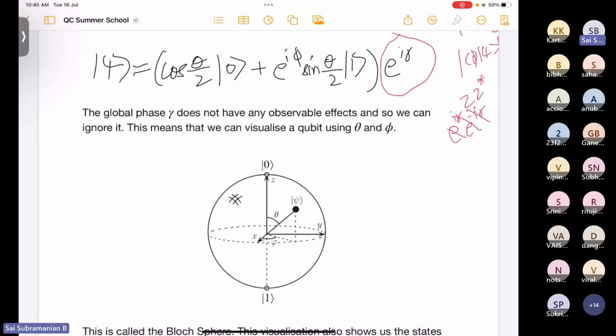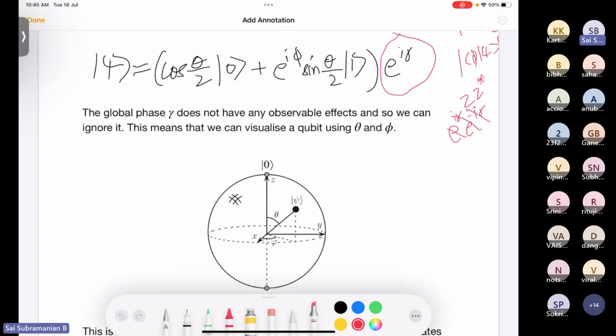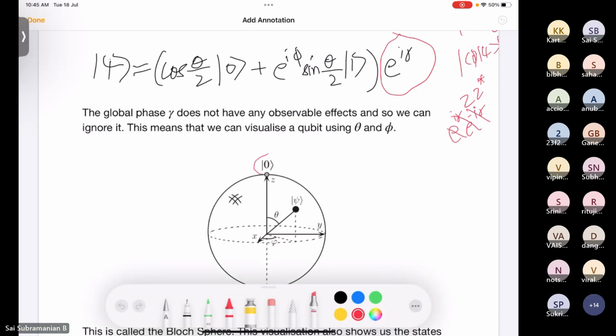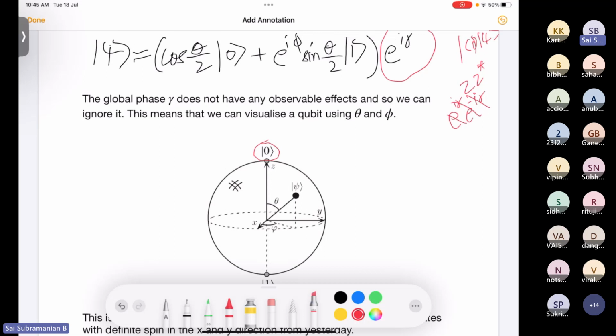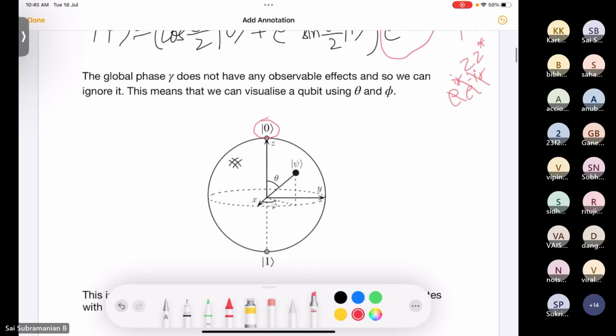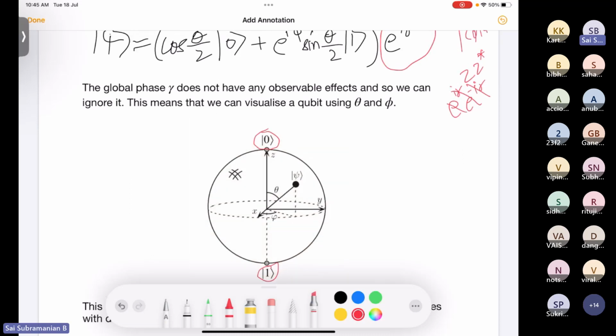So the first and simplest state, that is 0, is just the positive z-axis, which we can see by theta equal to 0 and phi equal to 0. And similarly, we have the 1 state here. And if we have an amplitude, we can similarly have sine theta by 2 with the amplitude on the xy plane. And depending on the angle phi, it's either the x or the y.